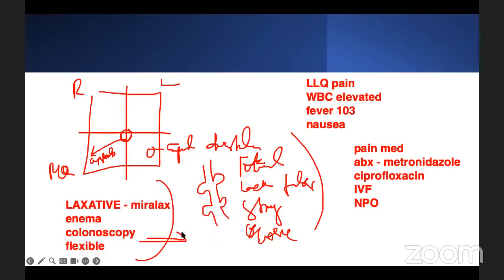If I tell you somebody has diverticulitis and he's getting colonoscopy, you need to intervene. He's getting enema, you have to intervene. He's getting flexible sigmoidoscopy, you have to intervene. This is what the patient needs. They don't need surgery. These people, we make them NPO, they get better. We start with clear liquid diet, advance their diet slowly, and they go home.